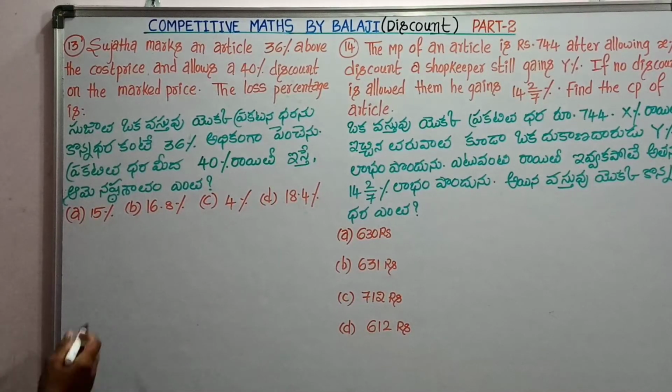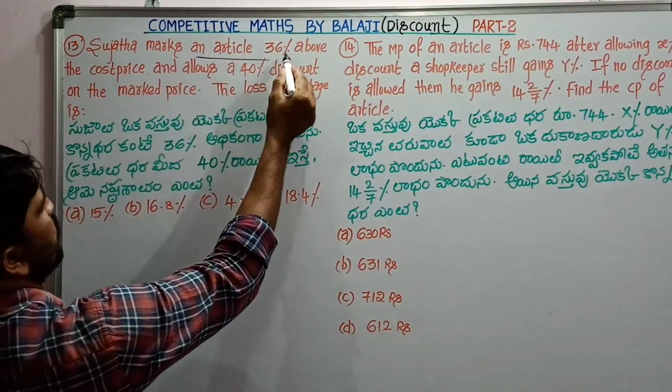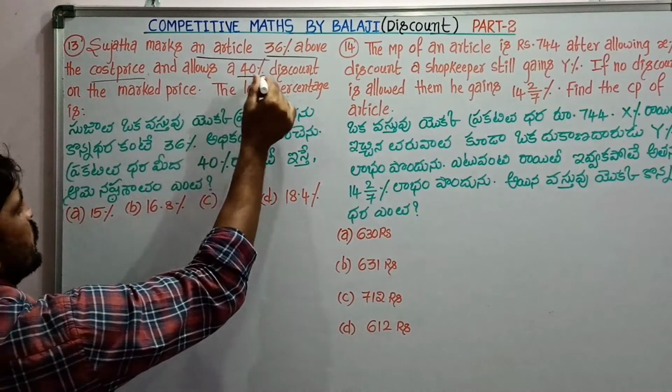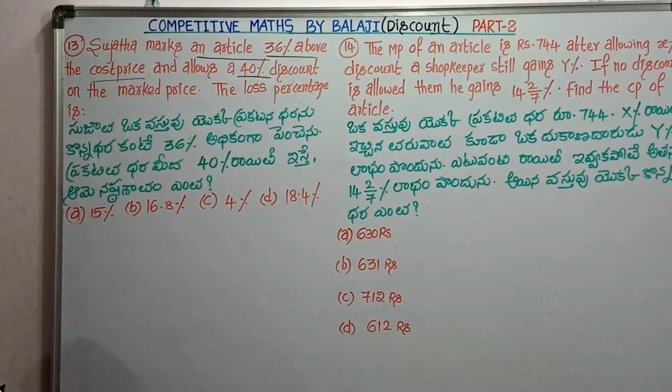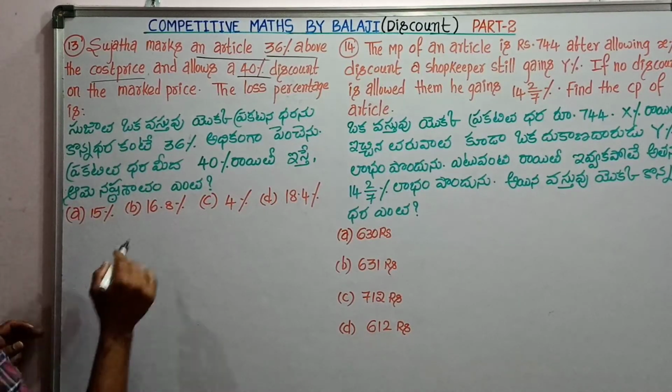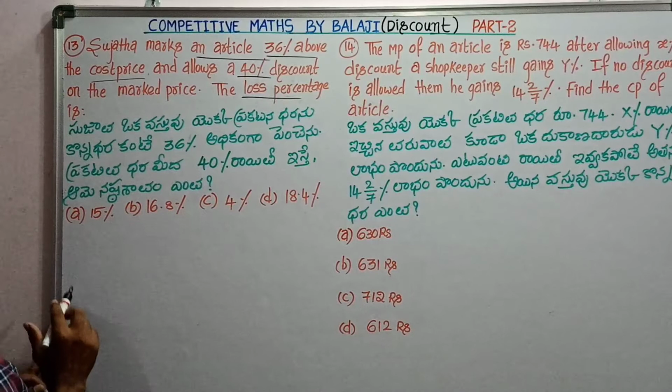13th one. Sujata marks an article 36% above the cost price and allows a 40% discount on the market price. The loss percentage is, yes, this time he asked loss percentage.